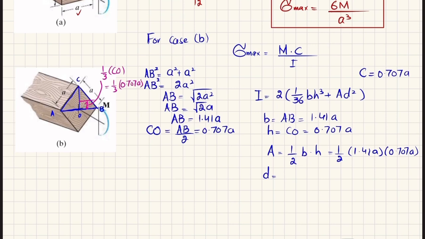Now you have all the values. This D is equal to D. So D is equal to 1 over 3 times CO, and that is 1 over 3 times 0.707 A. Now you have all the values. You can just put it in this formula. Clear? So you will get I.